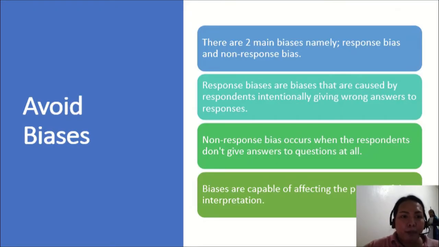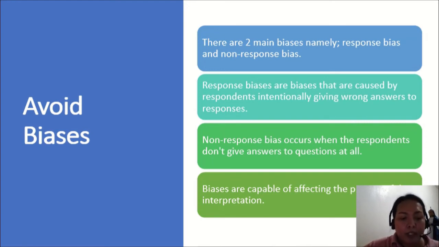The second tip would be to avoid biases. There are different kinds of biases a researcher might encounter when collecting data for analysis. Although biases sometimes come from the researcher, most of the biases encountered during the data collection process are caused by the respondent. So there are two main biases, namely the response bias and the non-response bias. So researchers may not be able to eliminate these biases, but there are ways in which they can be avoided and reduced to a minimum.